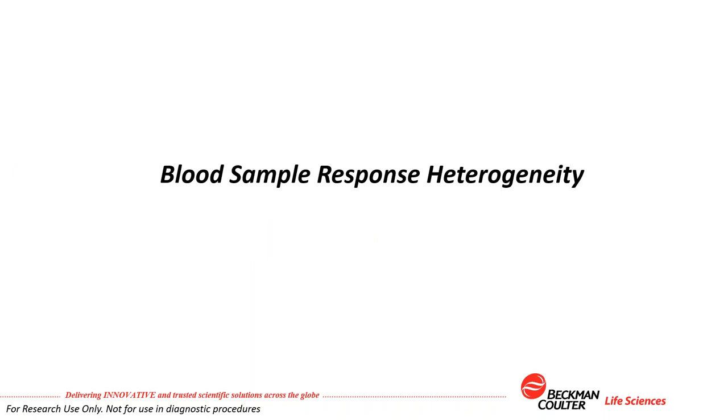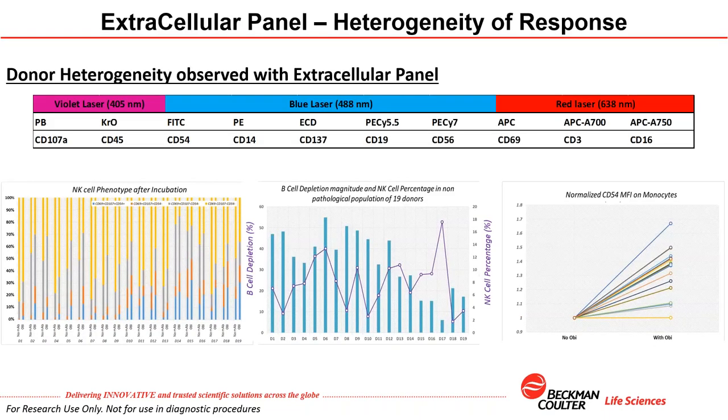As I told you at the beginning, it is important for us to leverage whole blood as a sample, because this is potentially a representation of the heterogeneity that could someday be observed at the patient level. So first of all, in the case of the extracellular panel, you can see here this histogram showing how much the NK cell activation phenotype changes as a function of the donor that is being considered. In that case, 19 different donors have been considered, and the different colors correspond to the different phenotypes that have been observed. And what is important to see is that there is a significant heterogeneity between these different donors, well illustrating the heterogeneity of response.